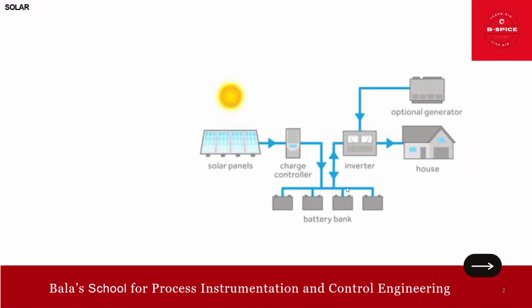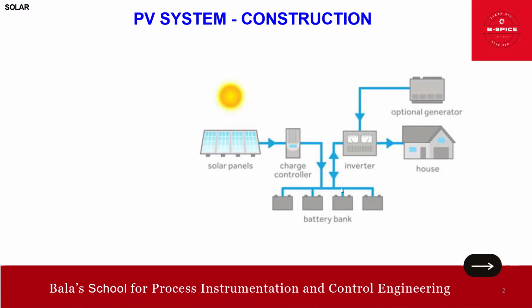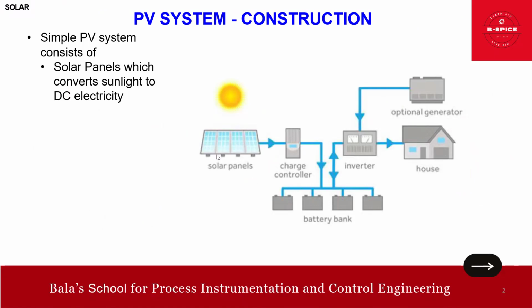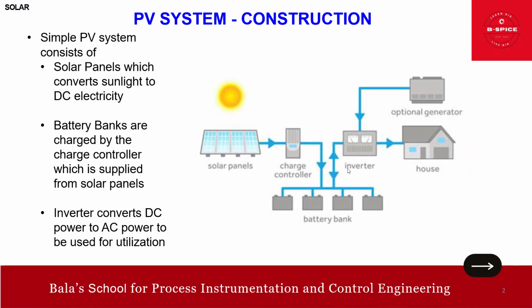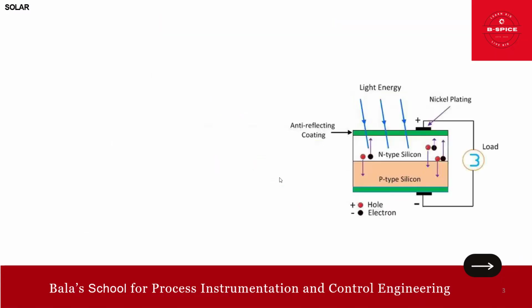Now let us go into the details. PV construction, cell construction. A simple PV system consists of a solar panel, which converts the sunlight to DC electricity. Then the battery bank is charged by the charge controller, which is supplied from the solar panels. Then the inverter converts the DC power to AC power for utilization. That's it, friends. Very simple. This is how the whole design works.